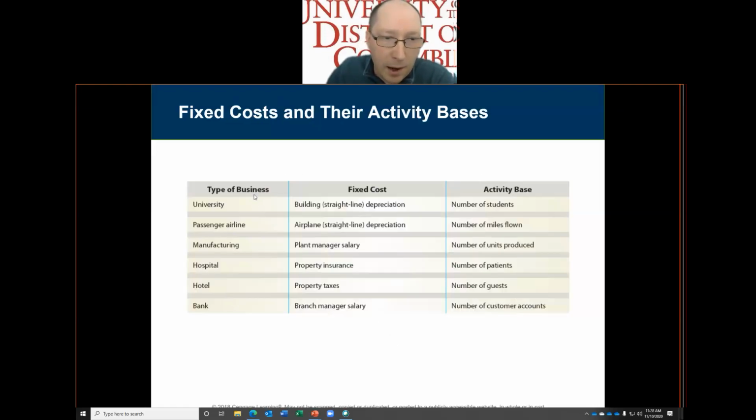Okay, so looking at my airline example again, based off of the number of miles flown, my cost of depreciation will increase based off of the miles flown. However, the amount remains the same each year based on straight line depreciation.